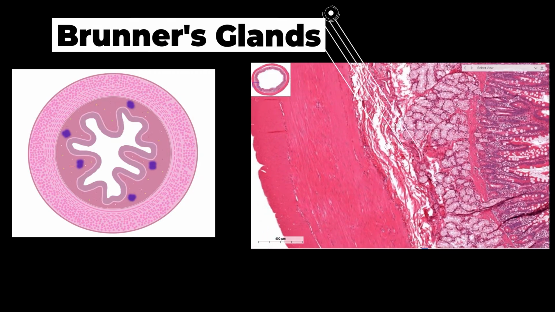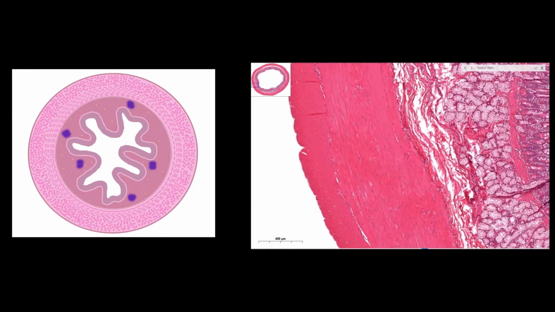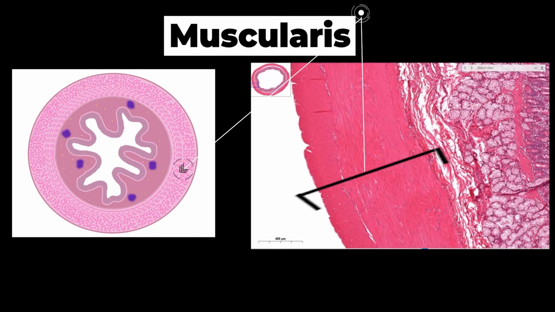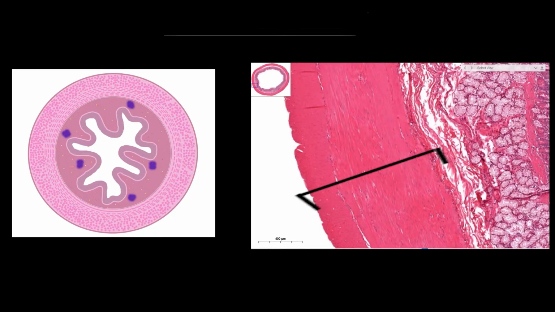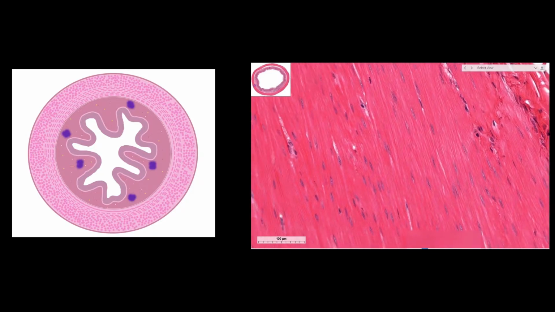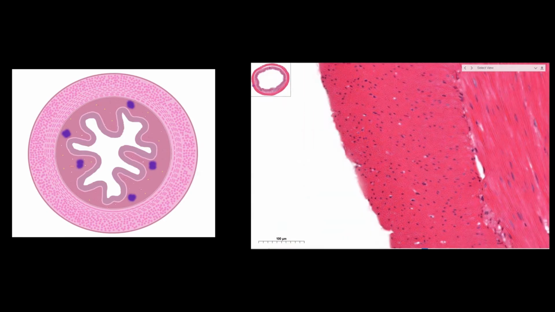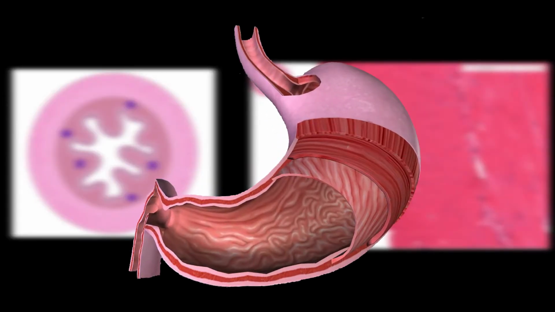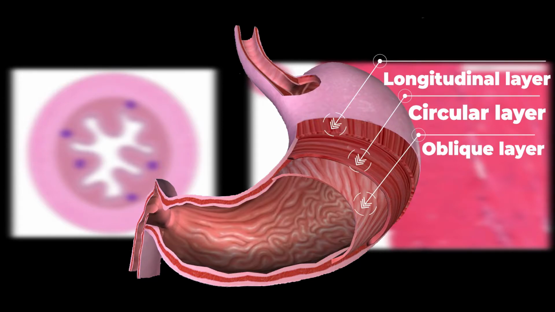Outside the submucosa is a layer known as muscularis, which is made up of smooth muscles and hence the name. It has two layers, the inner circular layer where the muscle fibers are arranged in a circular pattern, and an outer longitudinal layer where the muscle fibers have a longitudinal orientation. The stomach has an extra oblique layer inner to the circular layer.